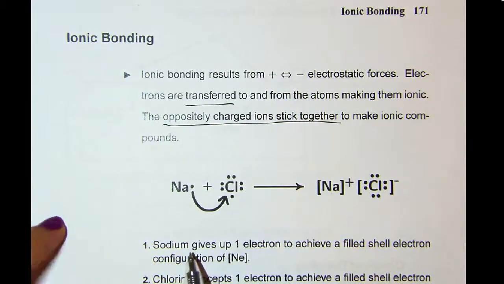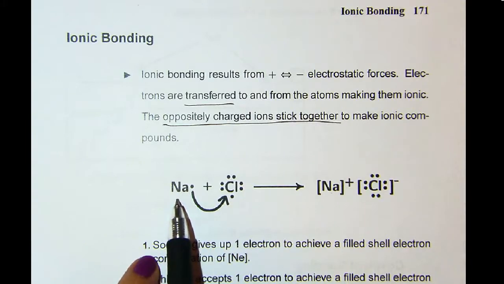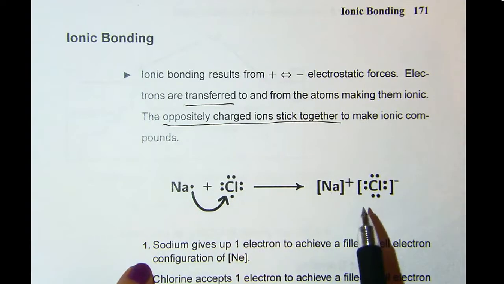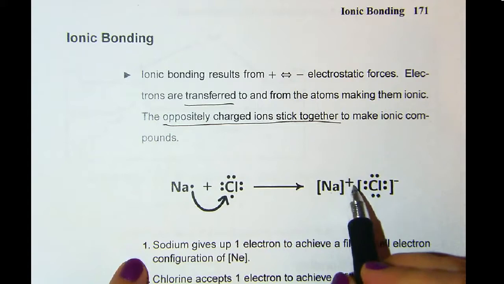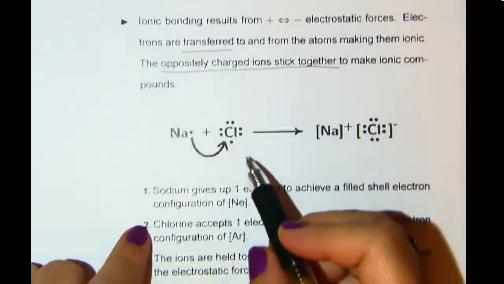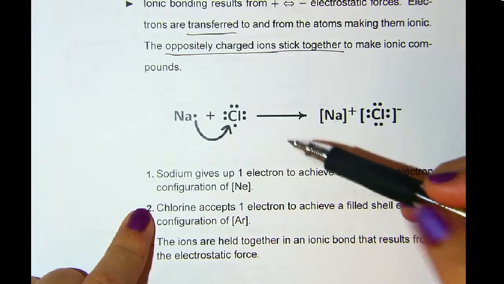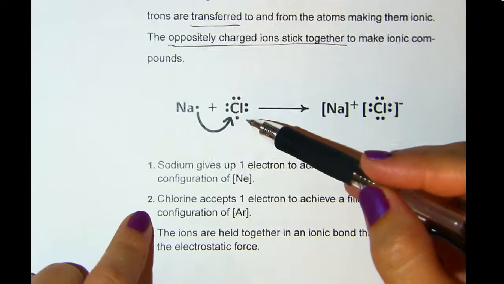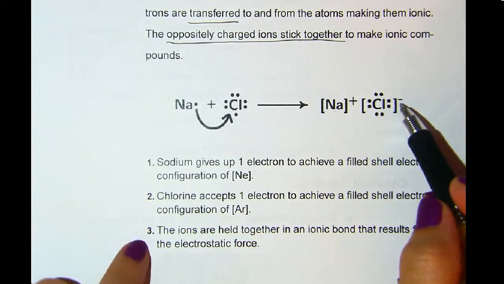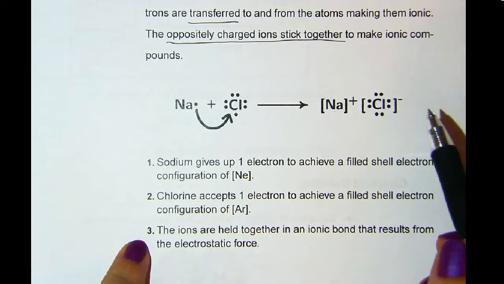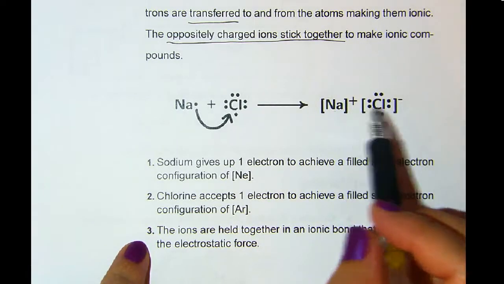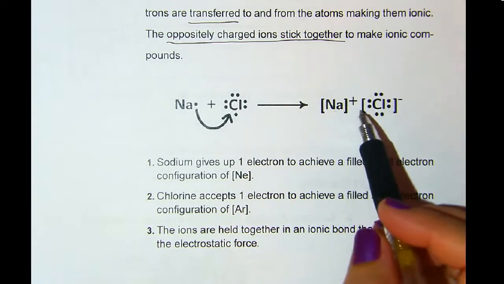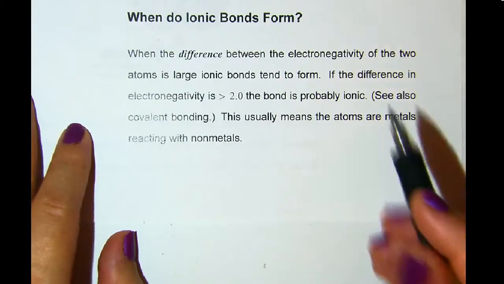For example, sodium gives up one electron to achieve a filled shell electron configuration like neon and gets a positive 1 charge. The chlorine accepts one electron to achieve a filled shell electron configuration like argon and becomes a negative 1 charge. The ions are held together in an ionic bond that results from the electrostatic force between the opposing charges. When do ionic bonds form?